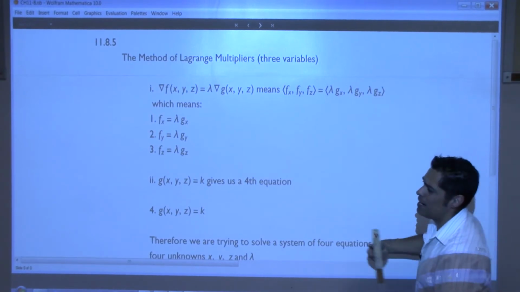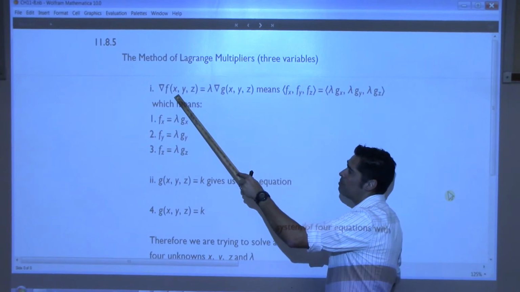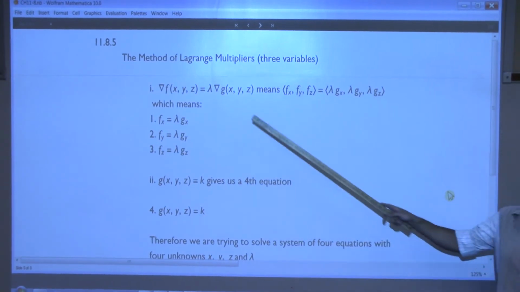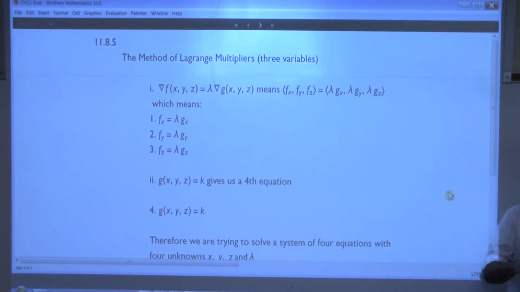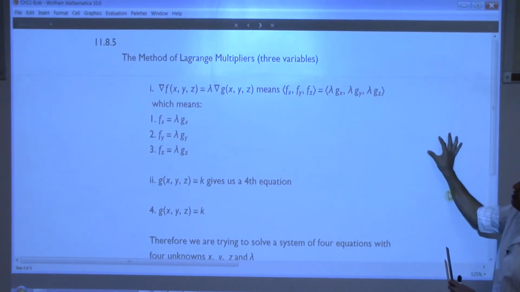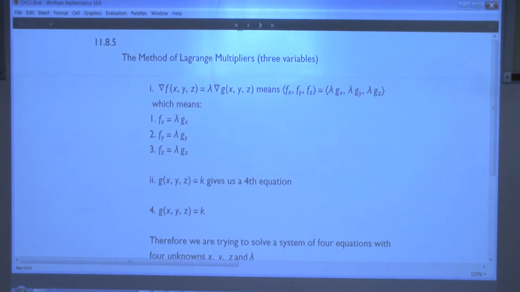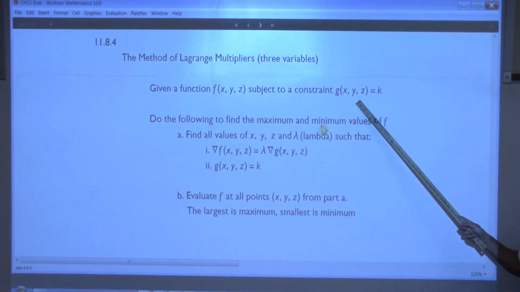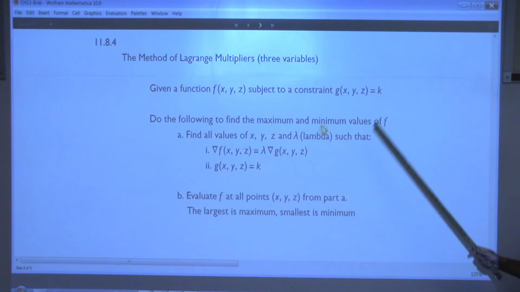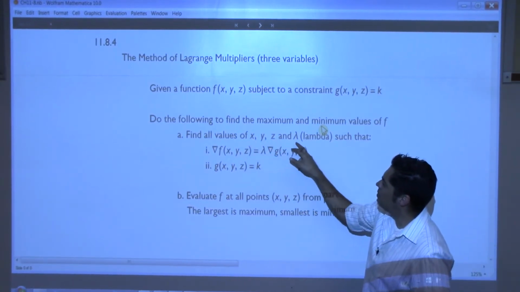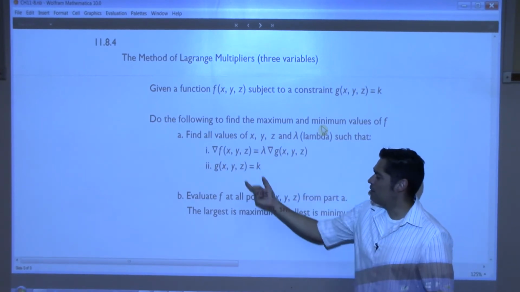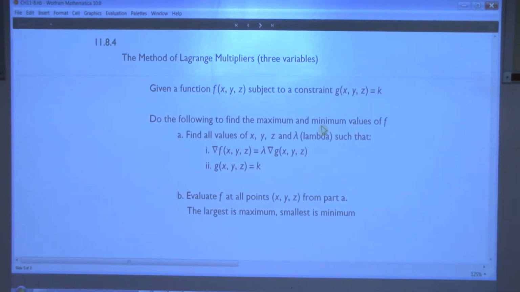So what we do is we take the gradient of the function we're trying to find the maximum and minimum of, and we set it equal to lambda, which is some constant, times the gradient of g, where g is the constraint equation. I think I can go back one more slide and show you this. There we go. If you have a function of three variables subject to a constraint, g of x, y, z equals a constant, then you find the x, the y, the z, and the lambda that make the gradients equal to each other, or parallel, so they're off by a constant. And you also have to satisfy the constraint equation. That's it. If you can find those values, that'll tell you where the max and mins occur.